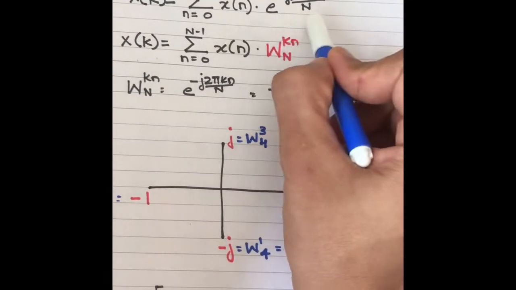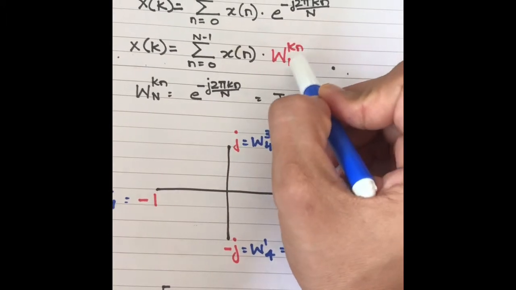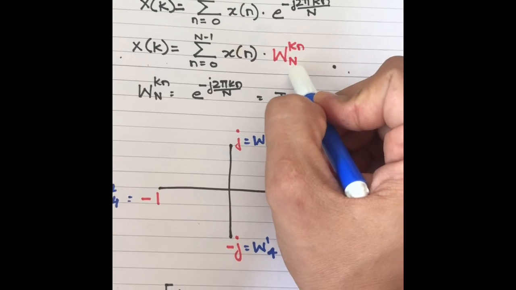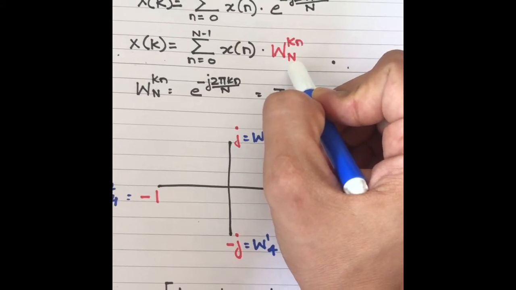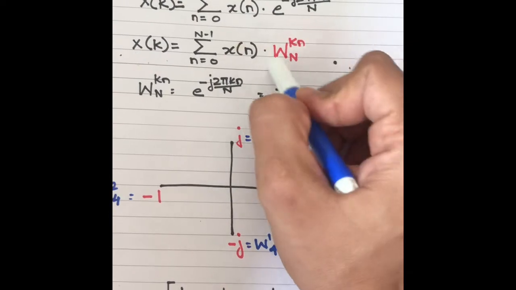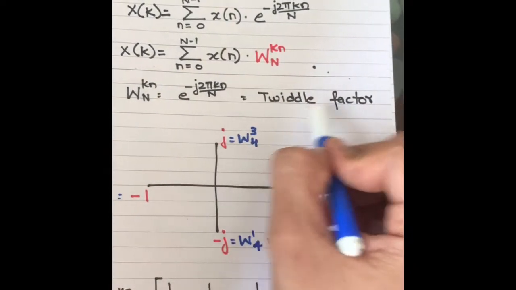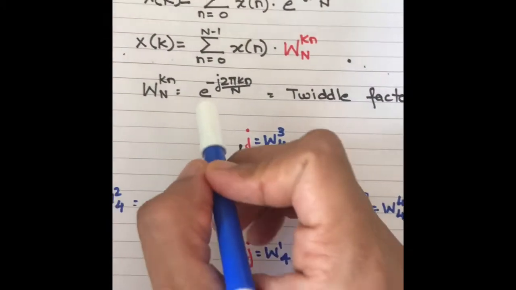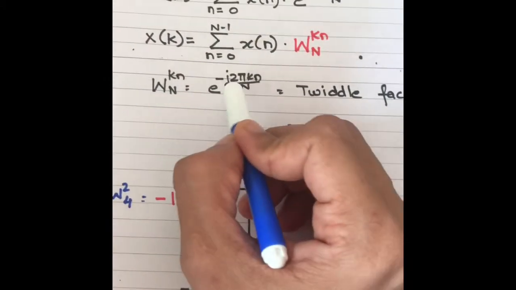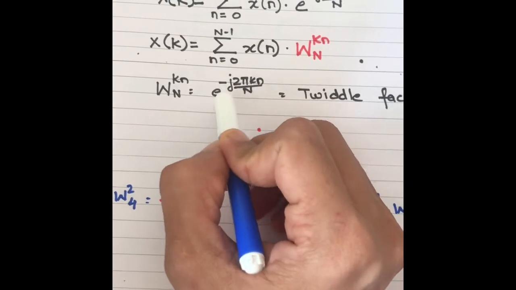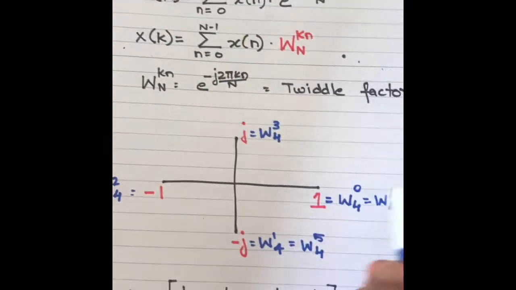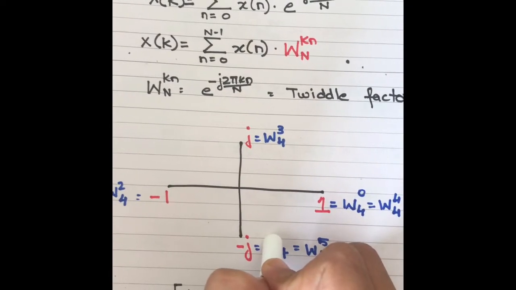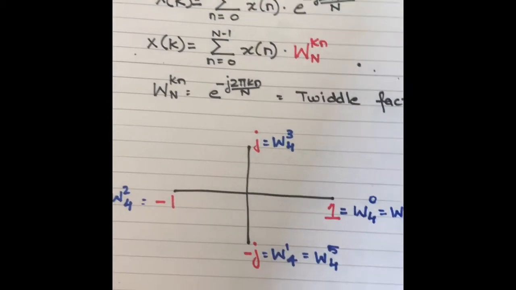Now this thing, I am replacing by something called W_N^kn, which is the twiddle factor. The one given in red is the twiddle factor. If you see, it is a rotating vector. E raised to j theta is a vector which keeps on rotating and repeats after every 2 pi.